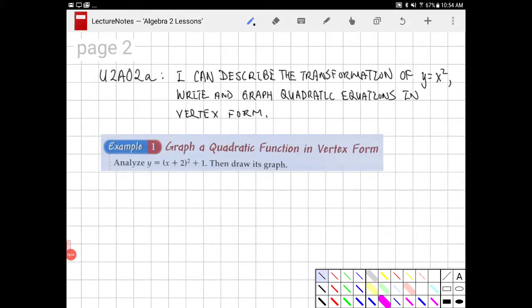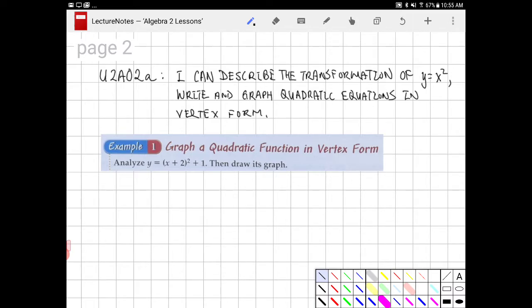In this lesson I am going to go over exercise U2A02a. In this lesson we are going to go over how to describe the transformation of y equals x squared, which is the parent function for the quadratic equation. In addition to this, we are going to look at how we can write a quadratic equation into vertex form and graph quadratic equations in vertex form. So let's take a look.